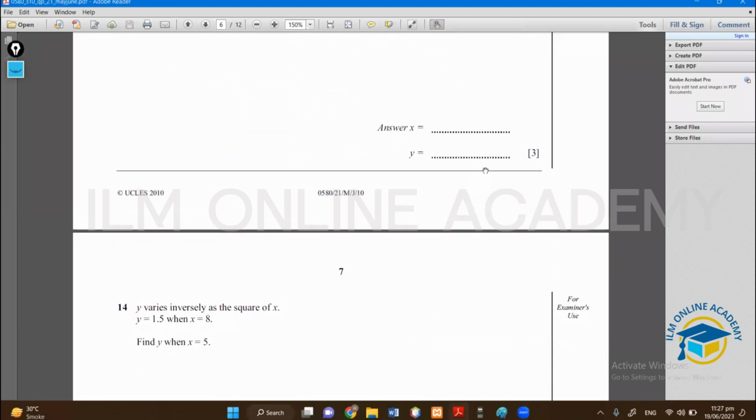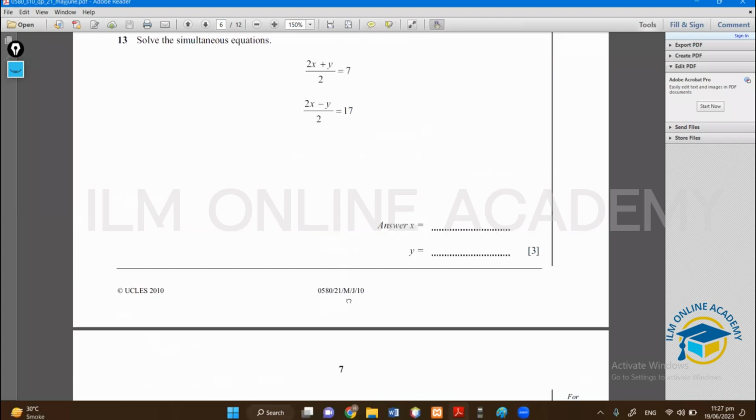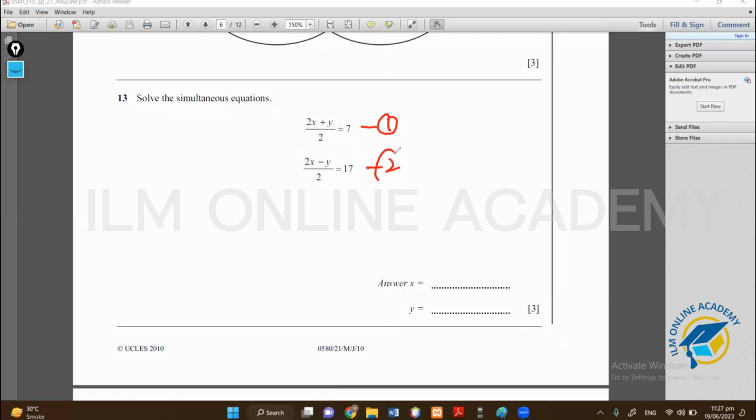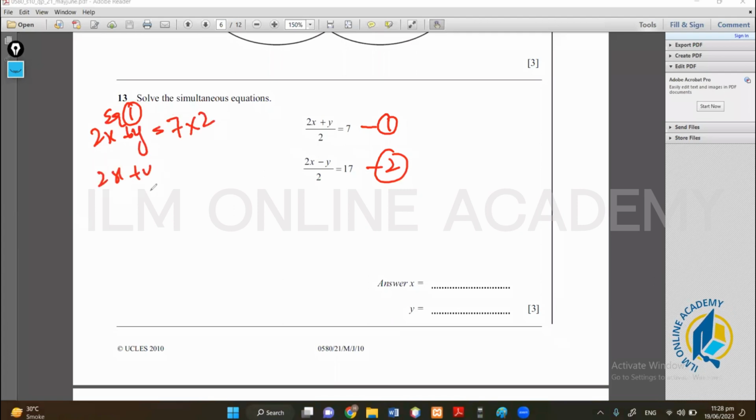Question number 13 we have, and we are going to solve this question. So this is equation 1 and this is equation 2, and we have to solve these simultaneous equations. Taking equation 1, 2x plus y equals 7 multiplied by 2, so it would be 2x plus y equals 7 into 2 is 14, and if I make y the subject, then y equals 14 minus 2x. This is equation 3.